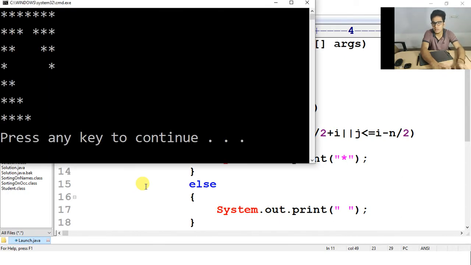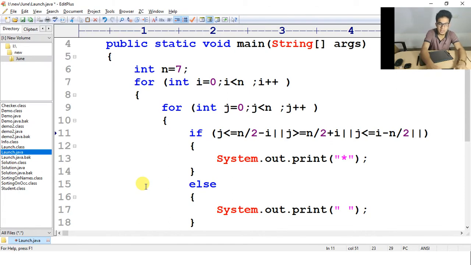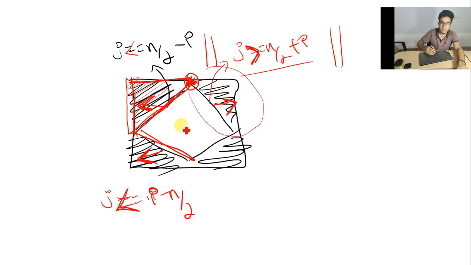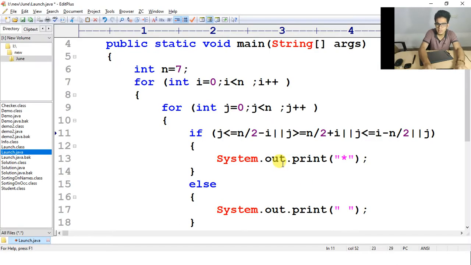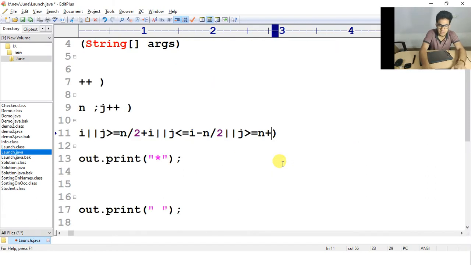See, we got this area. And at the end, one more OR operator. Let's see, what is this line equation? The line equation is j equal to n plus n by 2 minus 1 minus I. From that line equation, you want to print the right side. So copy this symbol, paste it here. So j is greater than or equal to n plus n by 2 minus 1 minus I.